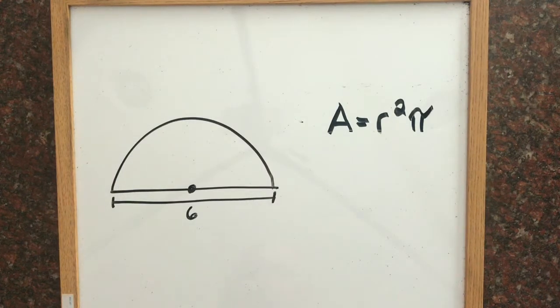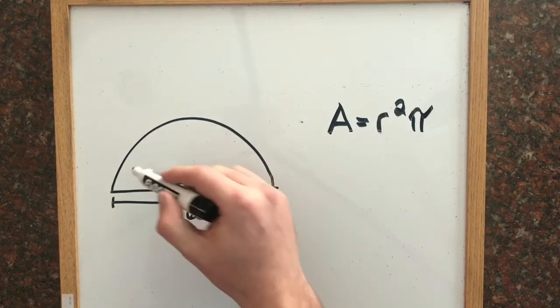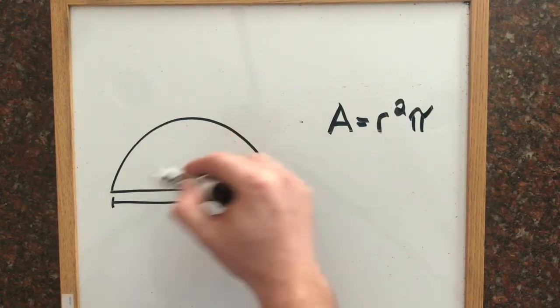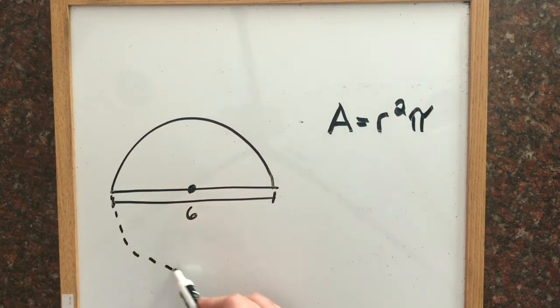All right, and notice here in our last example, we have a semicircle. This is half a circle, and it gives us the diameter as 6. So again, we want to calculate the area of this partial circle. What we're going to do first is find the area of the entire circle first.